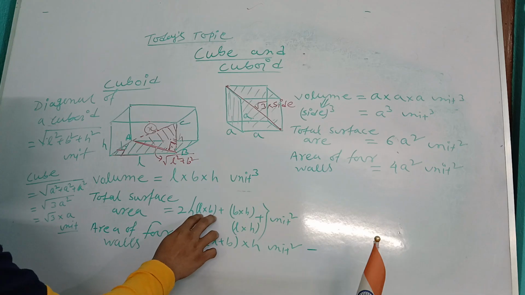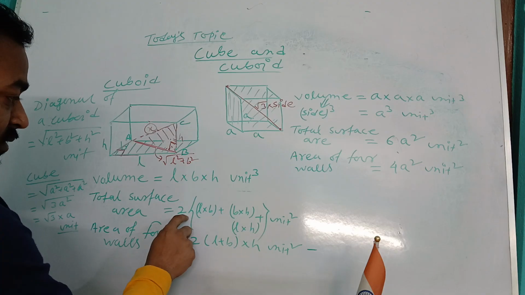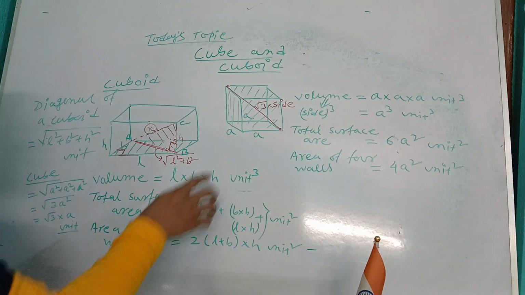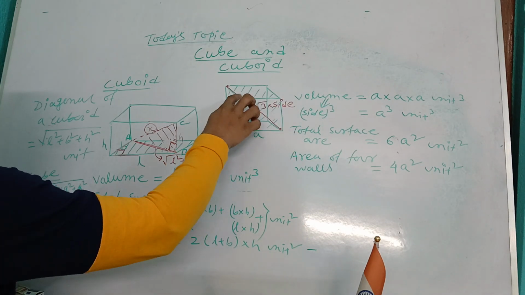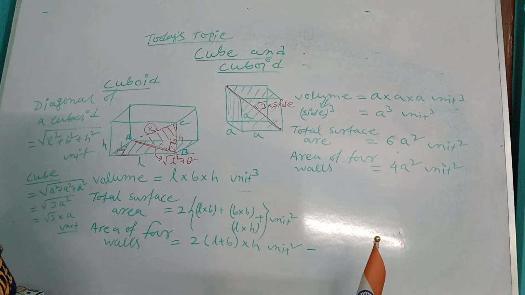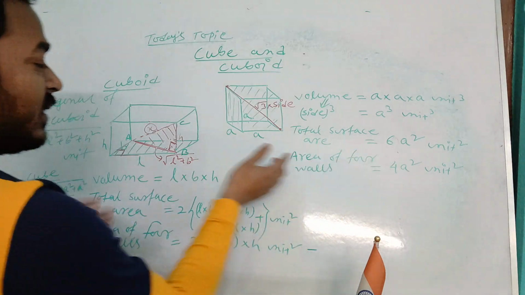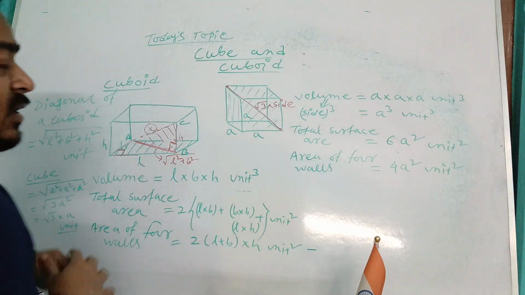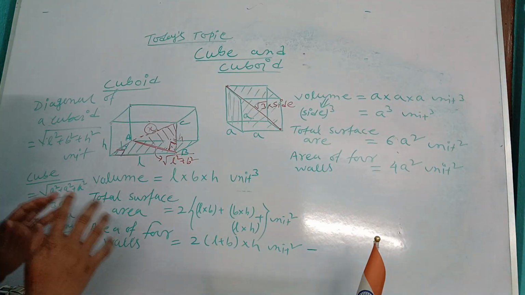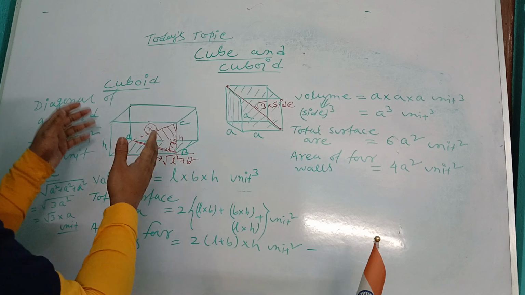Here length, breadth and height are the same. So a square, a square, a square, so 3a square into 2, 6a square. In another way, the area of one face is a square, and the total is 6, so 6a square. 4 walls, 4a square. 5 walls, 5a square. Like this.